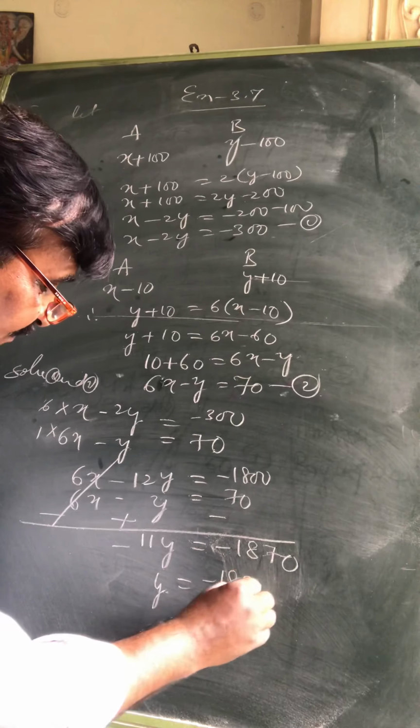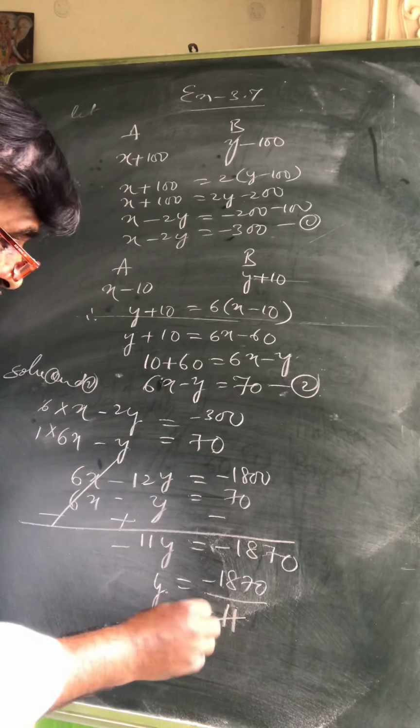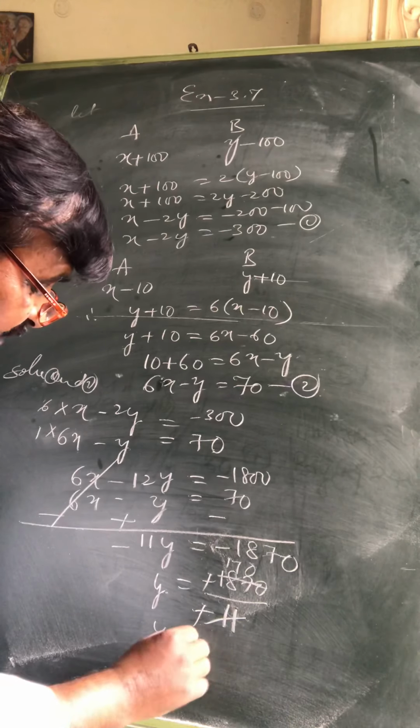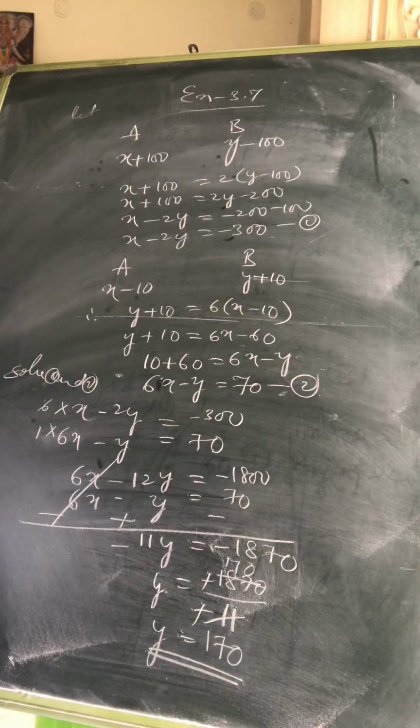So y is equal to minus 1870 by 11. Minus minus cancels. 11 ones are 11, 11 sevens are 77, so the remainder is 0. So y is equal to 170. You got that, y is 170.